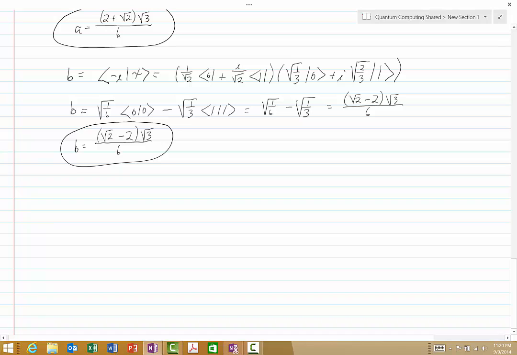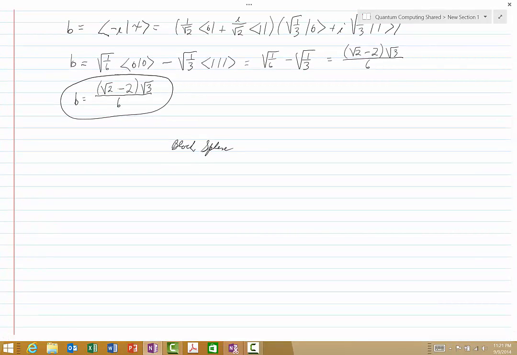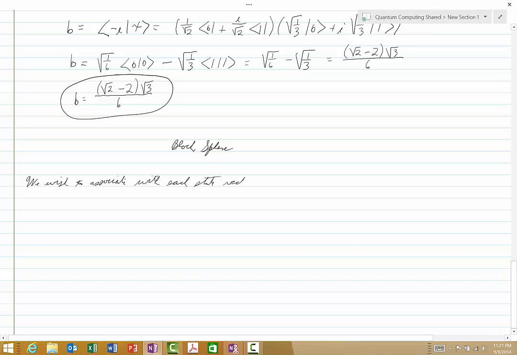But let's now start a brand new topic called the Bloch sphere. And the idea here is that we wish to associate with each state vector A0 plus B1 some point on the unit sphere.